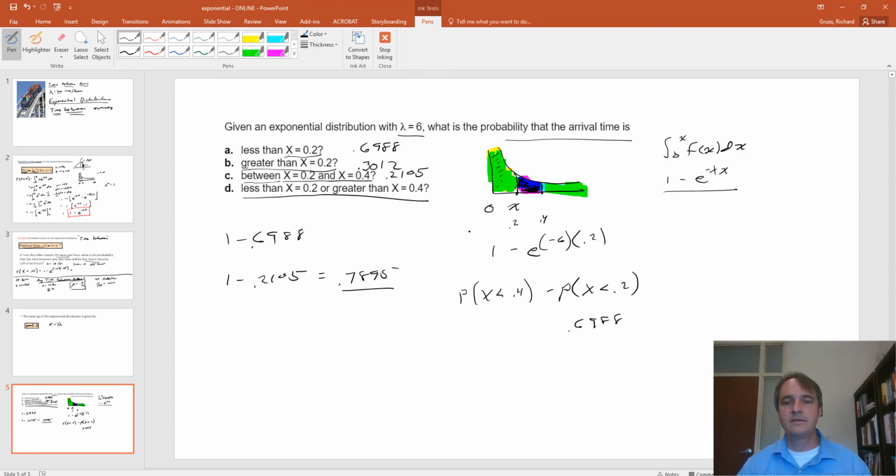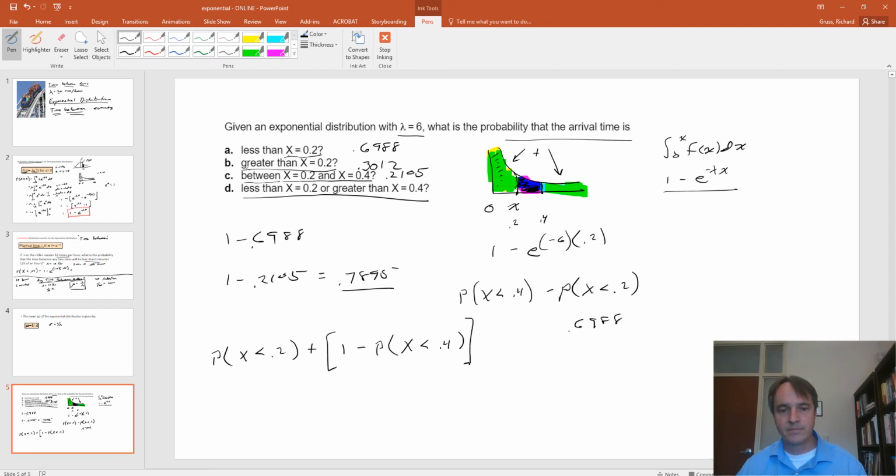You could also do that in a different way. You could do this left part, so it's going to be this plus this. You could find the probability that x is less than 0.2 and then add to it the right tail probability, which is 1 minus the probability that x is less than 0.4. And if you do the algebra, you see that they wind up being the same.